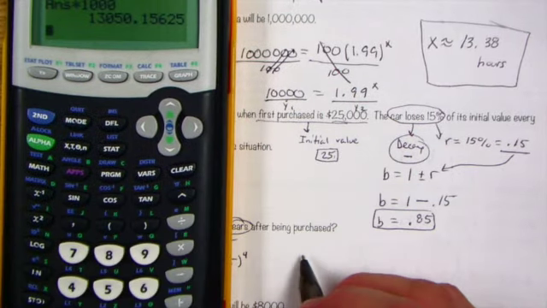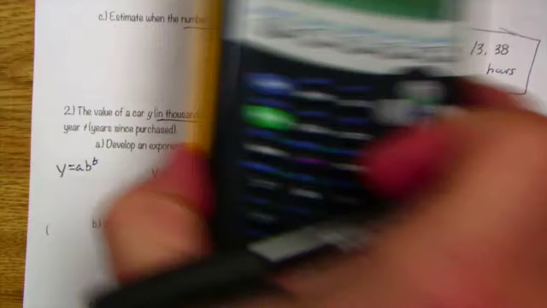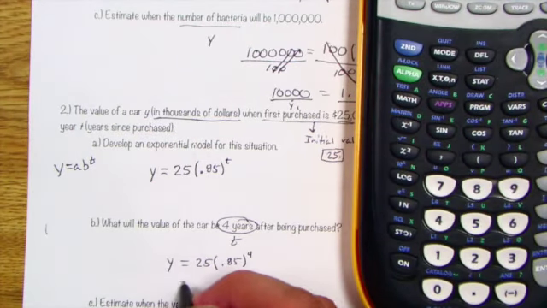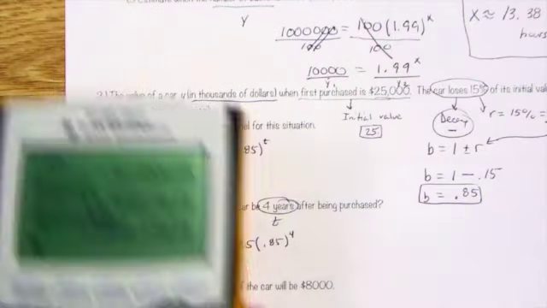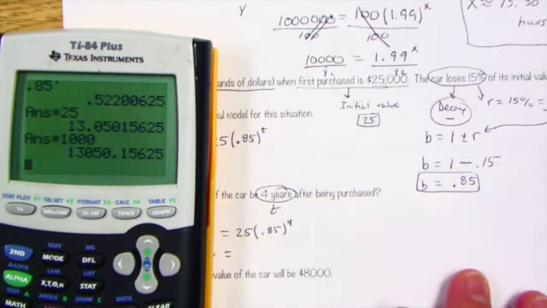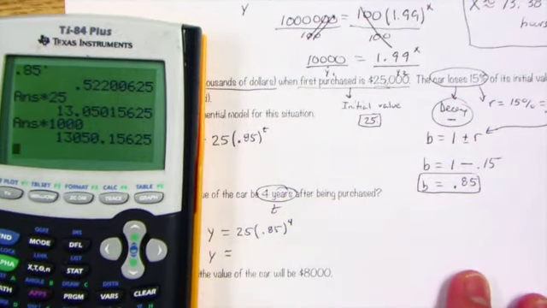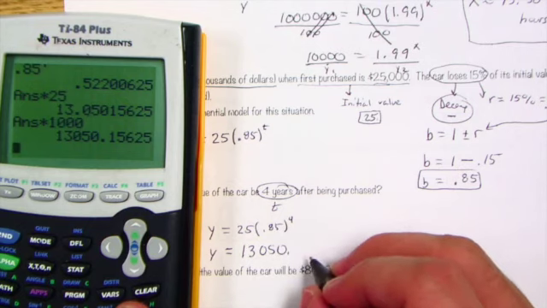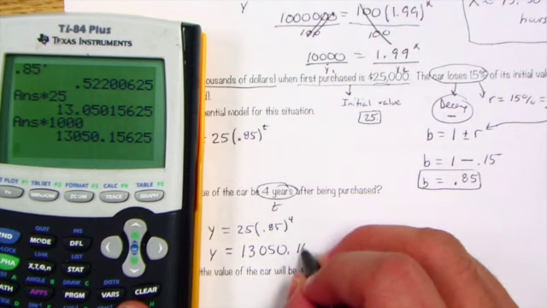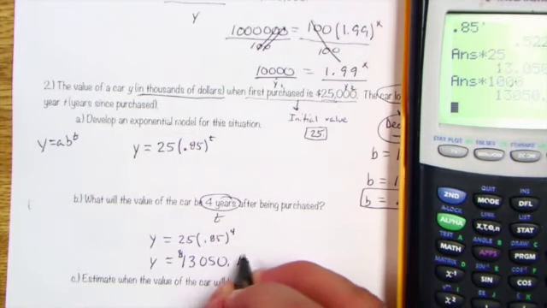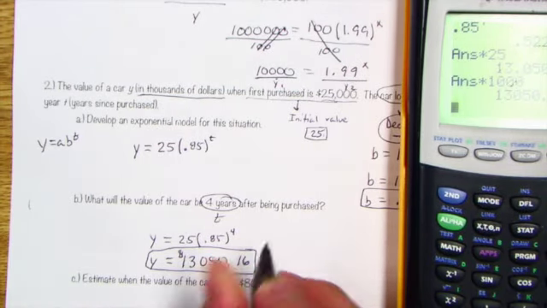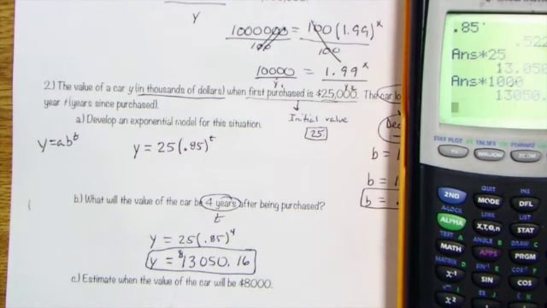So our value is, let me see. There's nowhere to put this calculator. Y equals, here, do it over here. Y equals $13,050, and looks like 16 cents if we round. There we go. And so that would be the value of the car after 4 years if it started at 25,000.